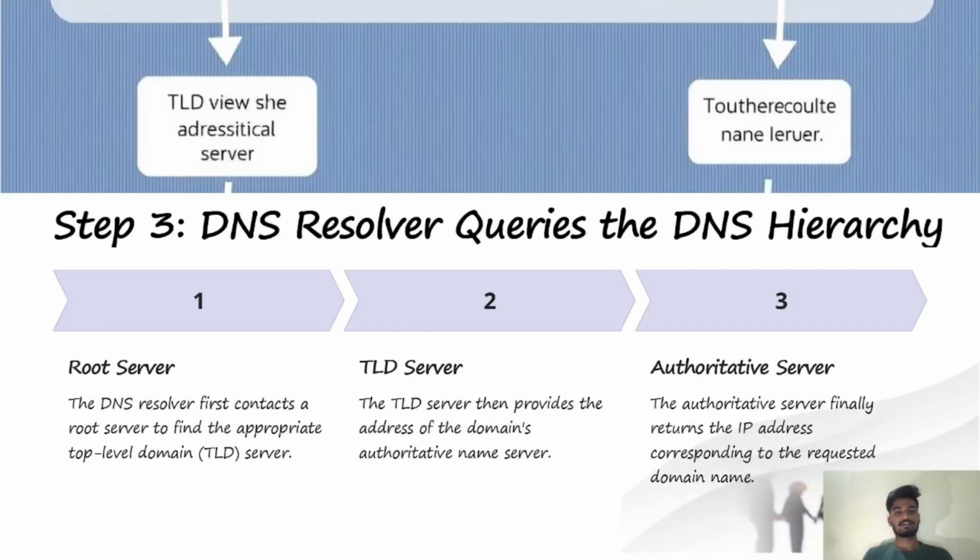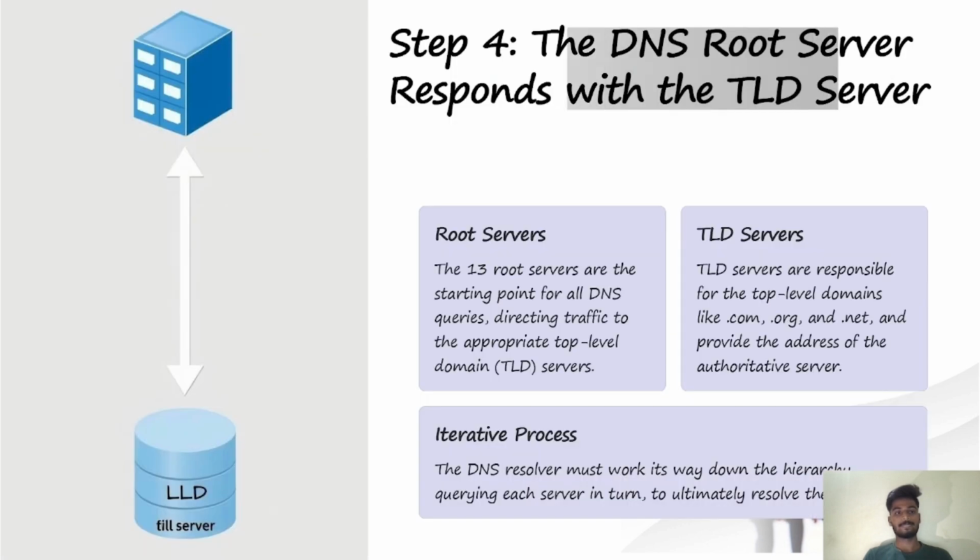Step 3. The DNS resolver queries the DNS hierarchy. Root server. The DNS resolver first contacts a root server to find the appropriate top-level domain (TLD) server. TLD server. The TLD server then provides the address of the domain's authoritative name server. Authoritative server. The authoritative server finally returns the IP address corresponding to the requested domain name.